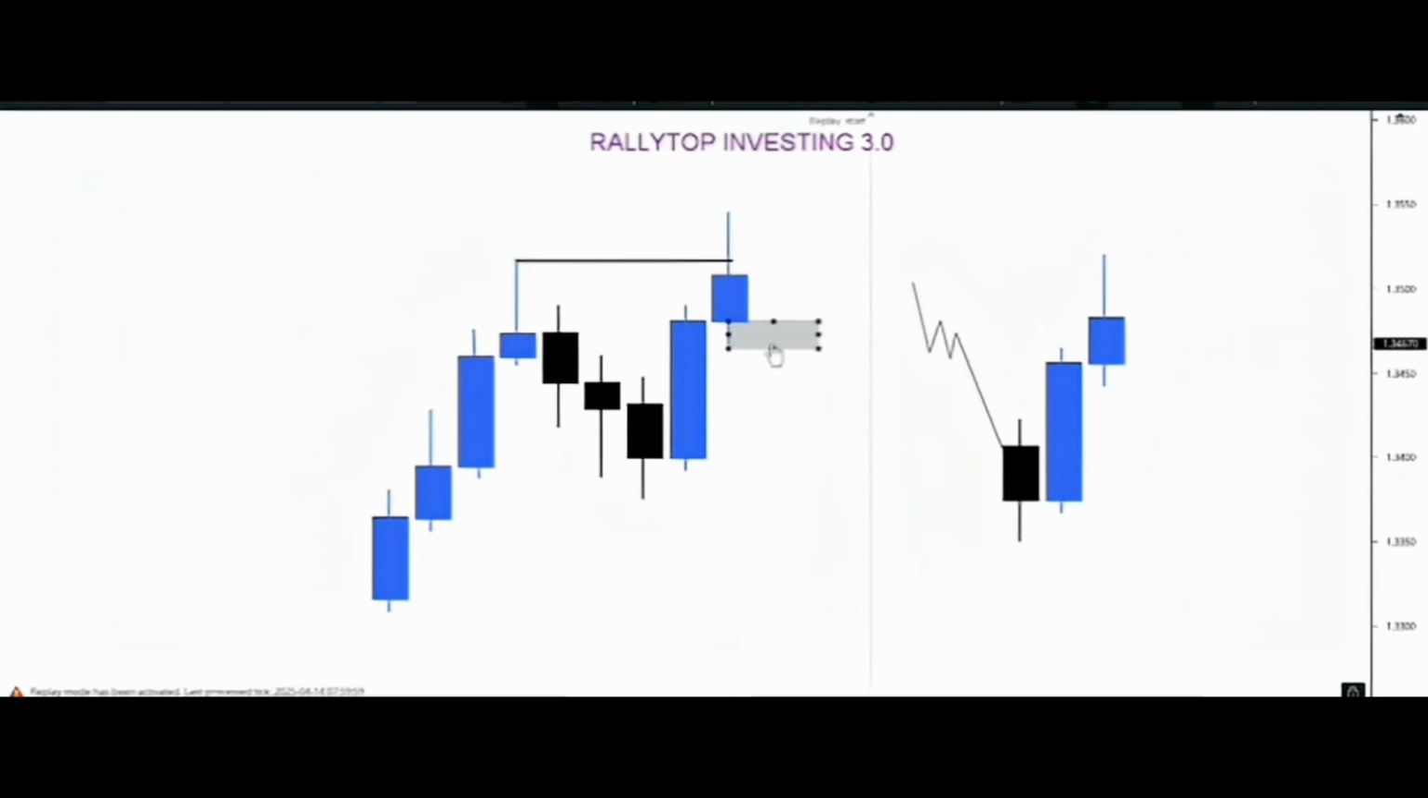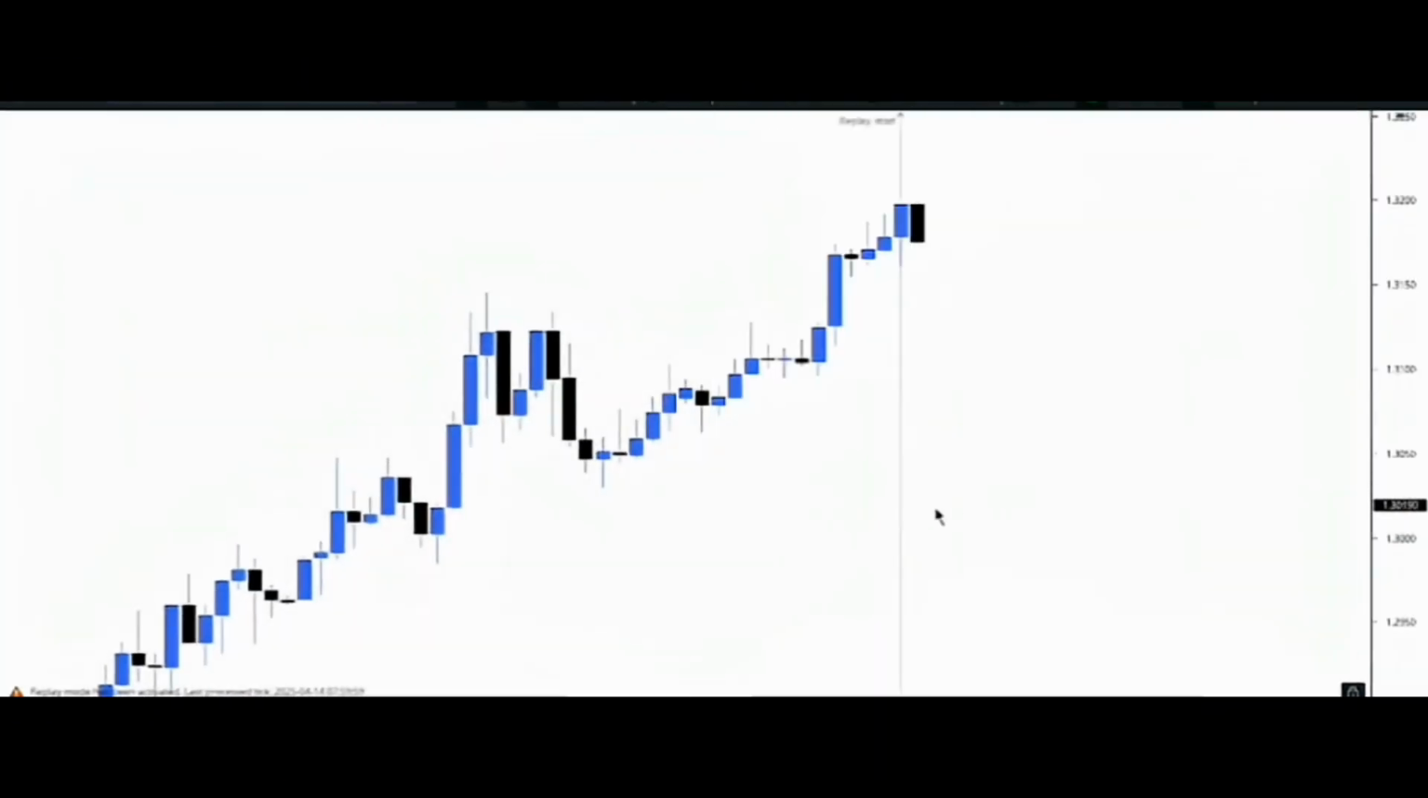Once you mark that out, you now need to scale down to the 5M or the 1M, as the case may be, and wait for price to come back into this zone. When it comes back into this zone on your lower time frame, what you want to see is this. It's as simple as that. So I'm going to take you to the live chart now and show you some few examples of what I'm talking about.